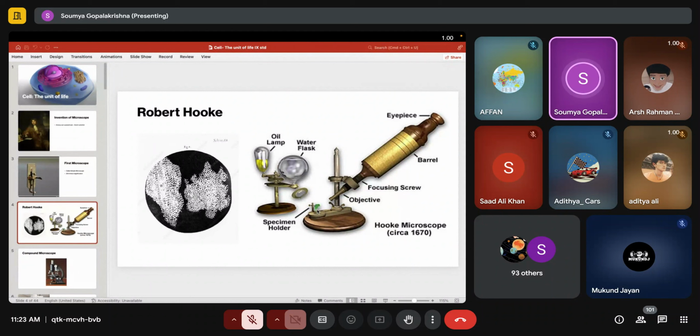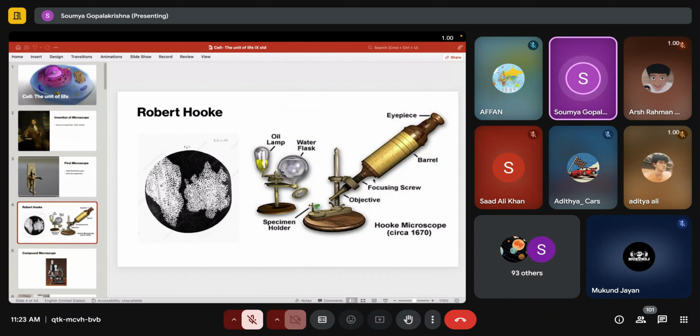The light was supposed to fall on the object to view the object clearly, for which he used an oil lamp. Okay. So he placed an oil lamp and he placed a water flask, for a concave mirror kind of thing. And then the light from the oil lamp fell on the object to view the object. This is also a very primitive microscope. So this microscope we refer to today as Robert Hooke's microscope.